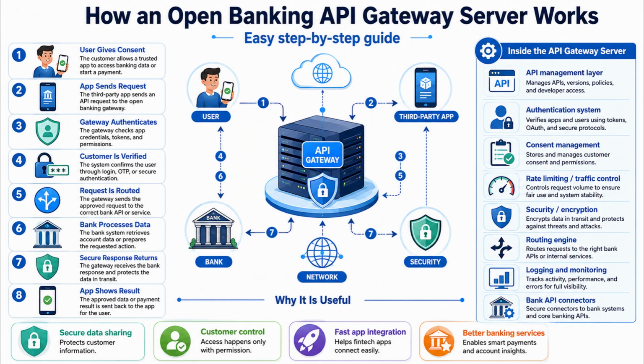Inside the API gateway server, several important components work together. These include the API management layer, the authentication system, consent management, rate limiting and traffic control, security and encryption, the routing engine, logging and monitoring tools, and secure bank API connectors. Together, these parts help the system remain secure, organized, and reliable.